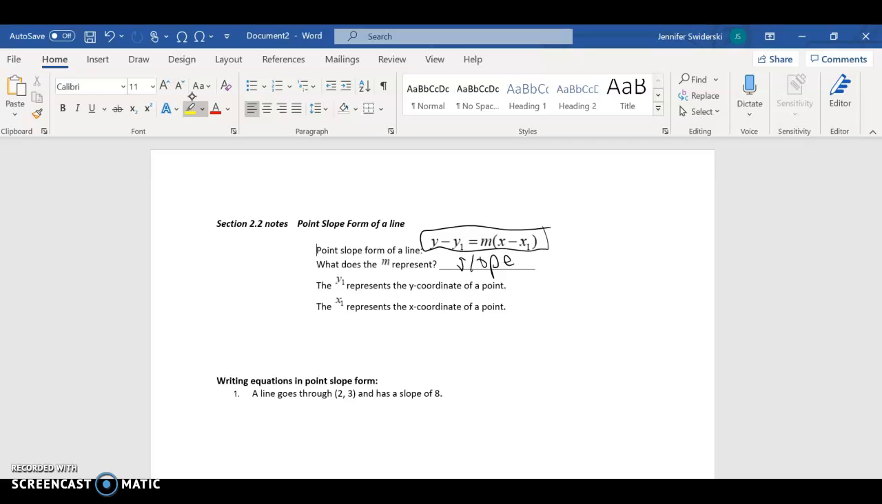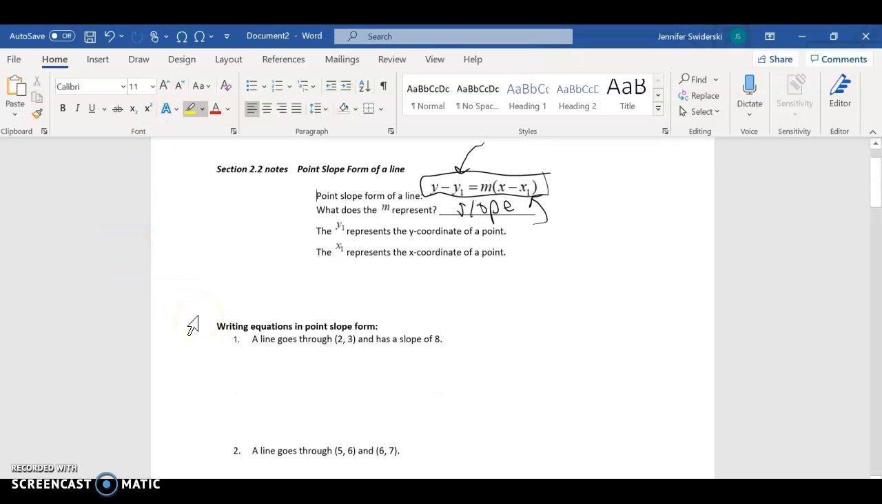The slope doesn't really change. What does change here is y1, which represents the y coordinate of a point on the line, and x1 is the x coordinate of that point. So it says down here, write equations in point slope form.